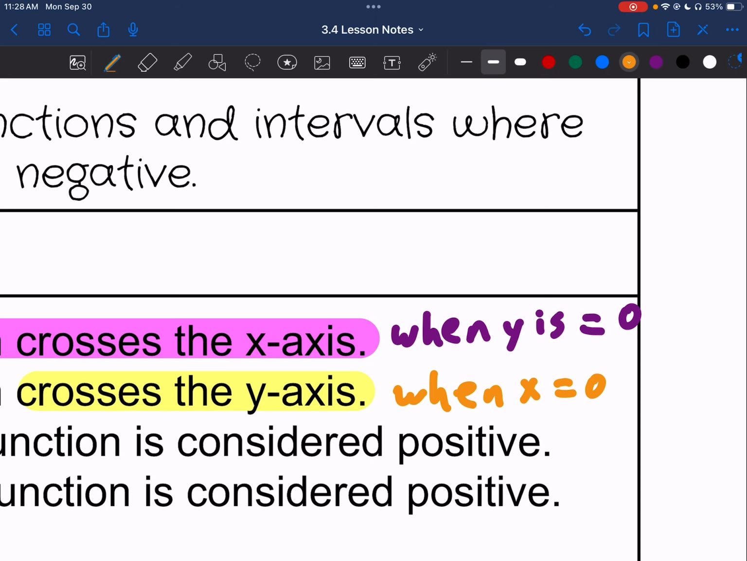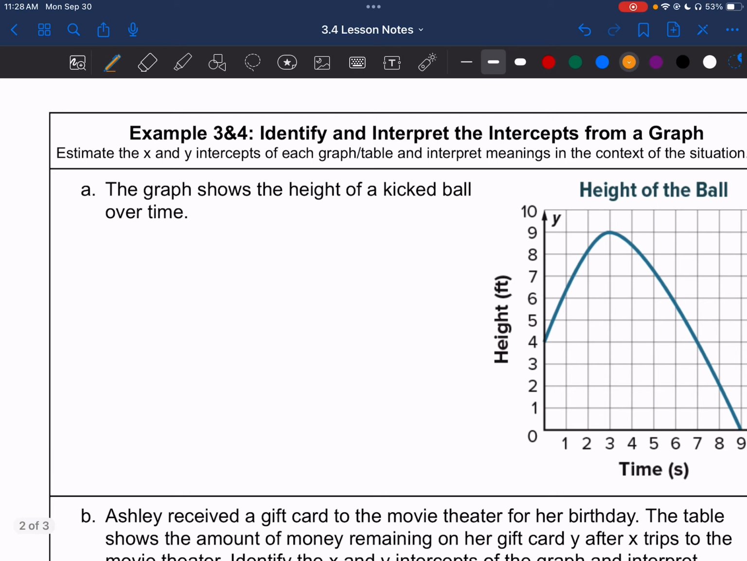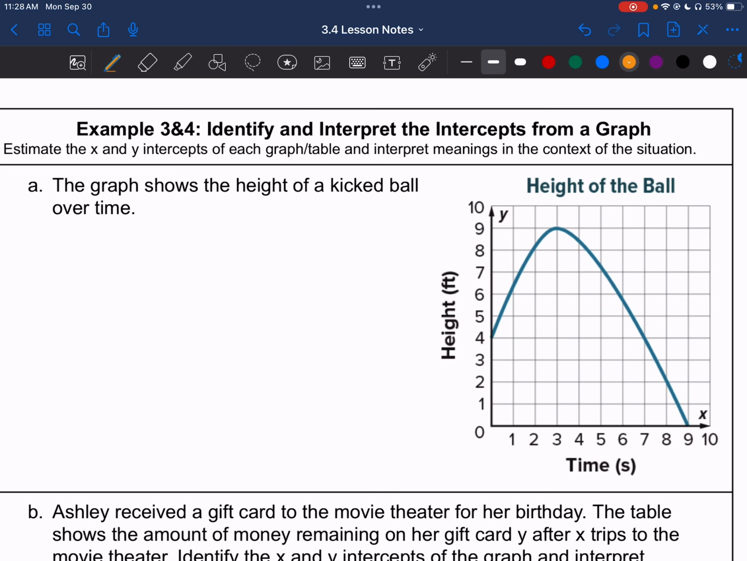We're going to turn to the next page, please. We are going to estimate the x and y intercepts of each graph or table, and then interpret the meaning of those intercepts in the context of the situation. We're going to start with our y-intercept, which is right here. Our y-intercept is y equals 4, and our units here are feet. What is the meaning of this in our context here?